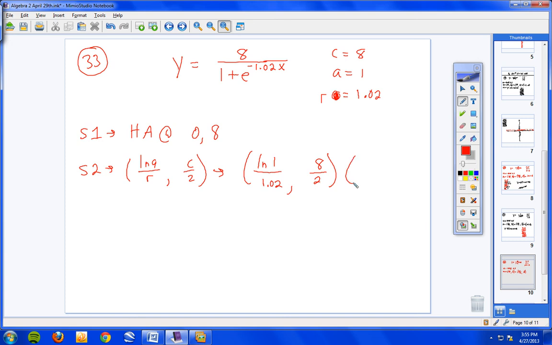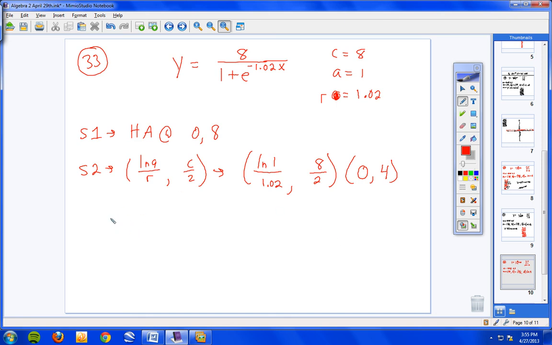Now, if you type in natural log of 1 and get out an answer and then hit divided by 1.02, you will get out 0, because the natural log of 1 is 0. And 0 divided by anything is going to be 0. And then 8 over 2 is 4. So there, we have found our middle value.